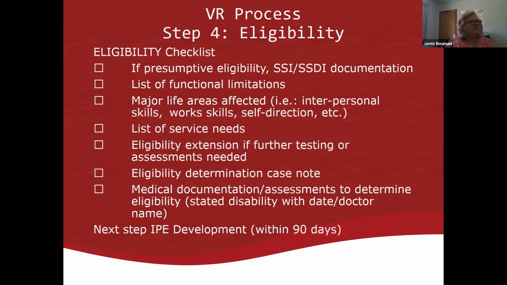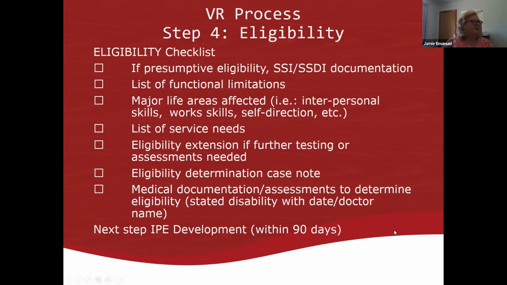And then, of course, you need to complete an eligibility determination case note and keep that case note in the file so that you can give a brief synopsis of your eligibility determination. That will also go along with your eligibility determination worksheet or your certificate of eligibility form. You also want to keep any medical documentation or assessments that you use to determine eligibility. I think it's very important that you state the disability, the date the disability was diagnosed, and the doctor who diagnosed it, because it's very important to make sure you have that documentation.